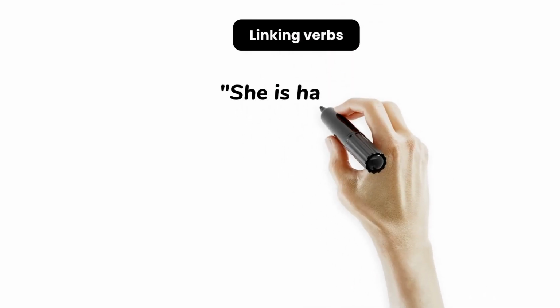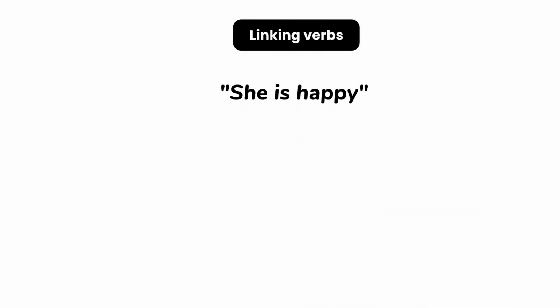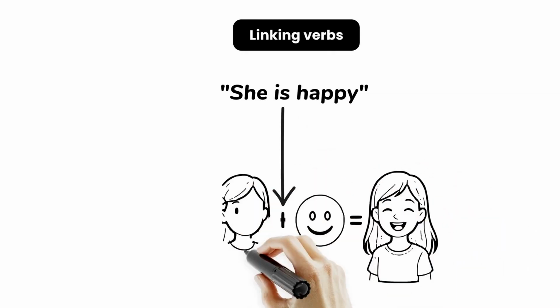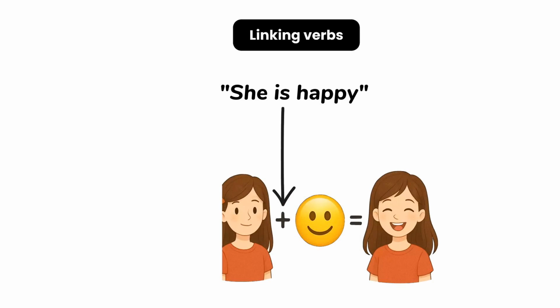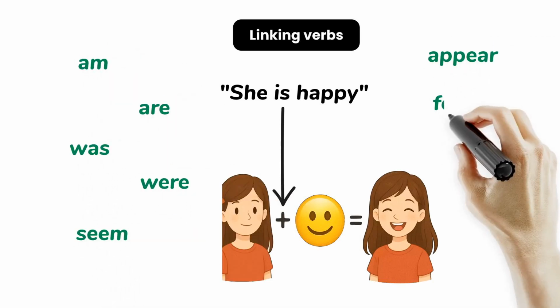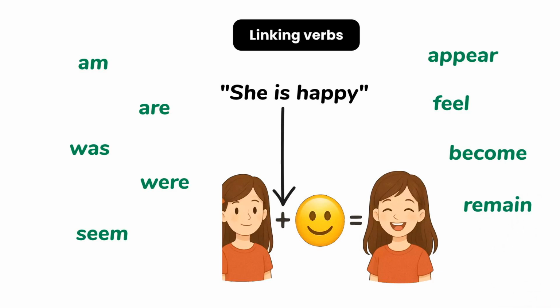For a state of being verb, you might say, "She is happy." The verb is doesn't show action, it describes her state of being. These verbs, also called linking verbs, include words like am, are, was, were, seem, appear, feel, become, and remain. They connect the subject to more information about it rather than showing action.